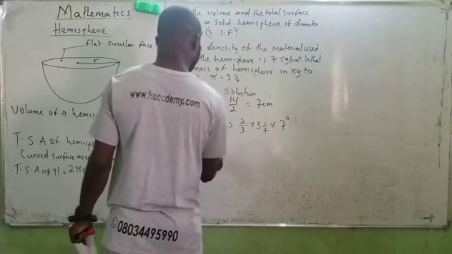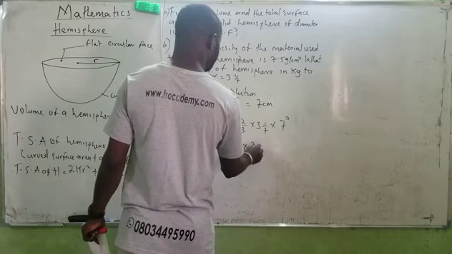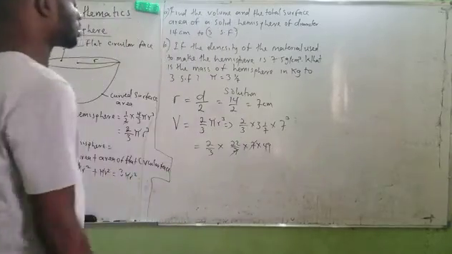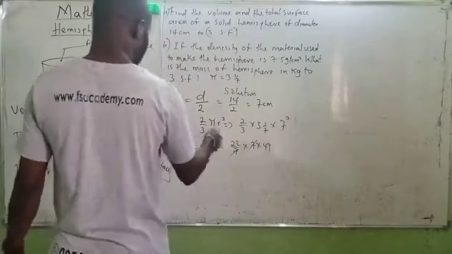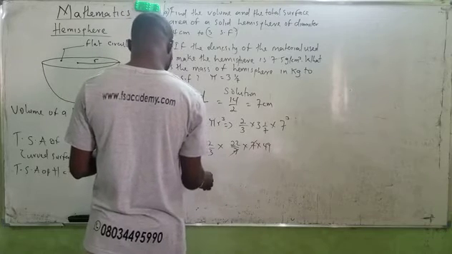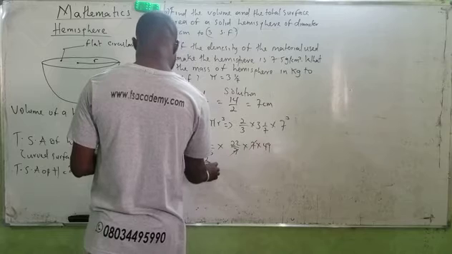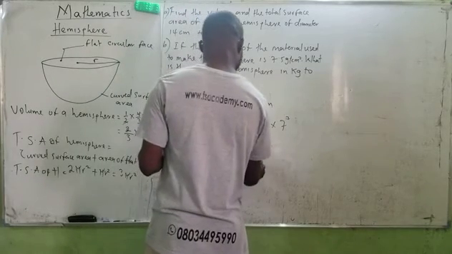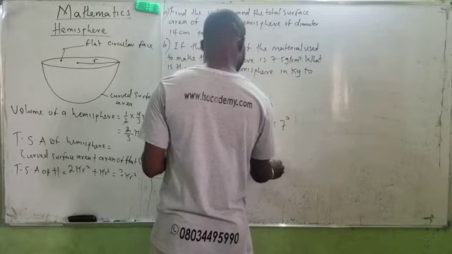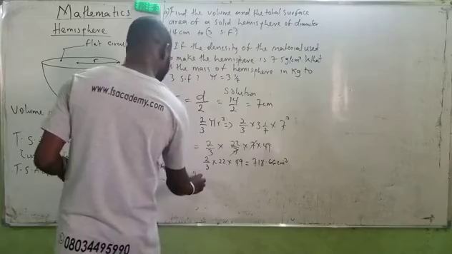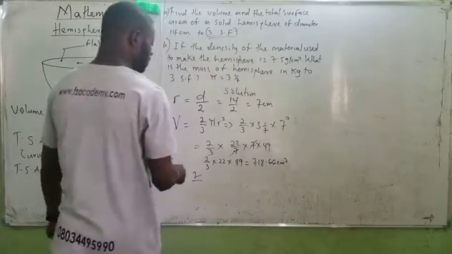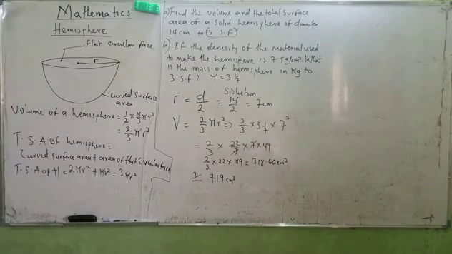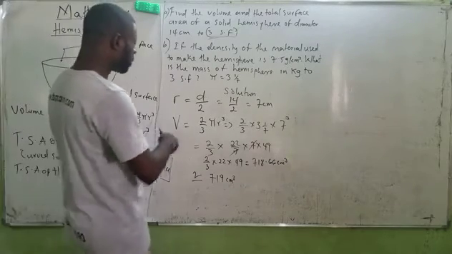It will be equal to 2 over 3 multiplied by 22 over 7, multiplied by 7 times 49. This will cancel this. Now everything will be 2 over 3 multiplied by 22 multiplied by 49, which is equal to 718.66 centimeters cubed. Approximately, we are told to give 3 significant figures. It means 719 centimeters cubed. I've successfully approximated that. That one is out of the story.